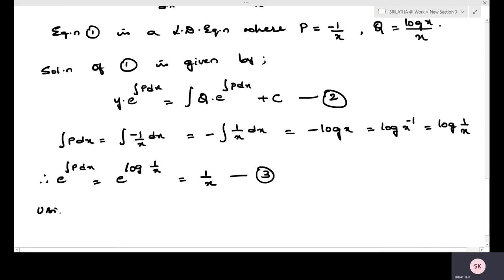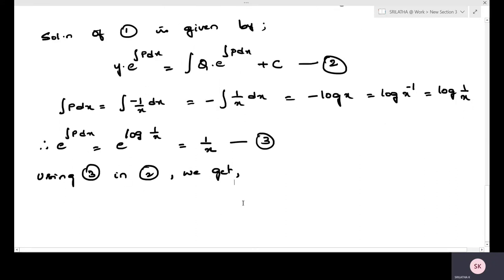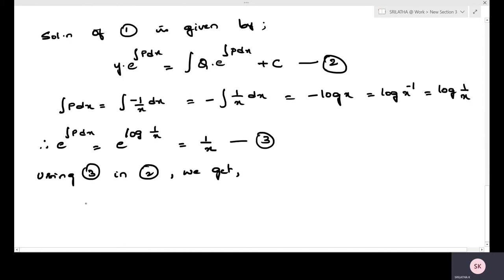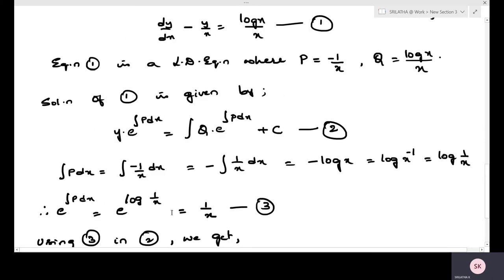So using equation 3 in 2, the value of e to the power of integral p dx, I got from equation 3, which I am going to use in equation number 2 to get the solution. So what will I get? y into e to the power of integral p dx, whose value is 1 by x, so 1 by x is equal to the integral of, let's see what q was there. q was log x by x.